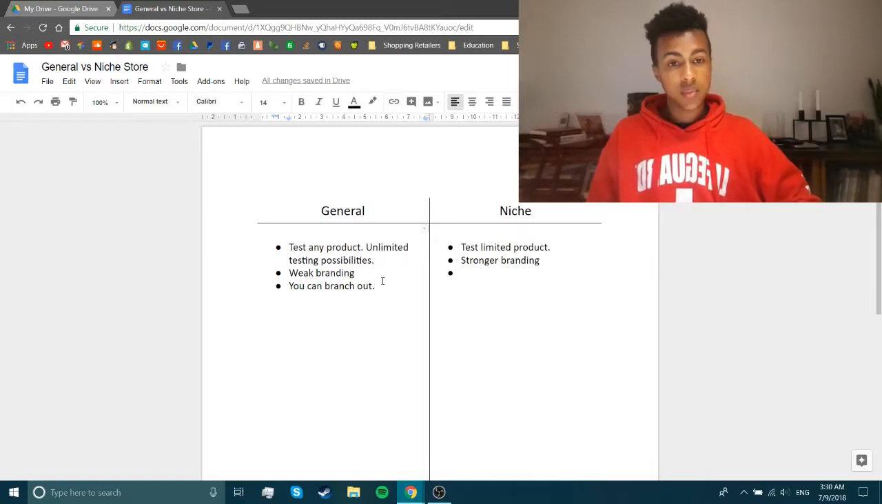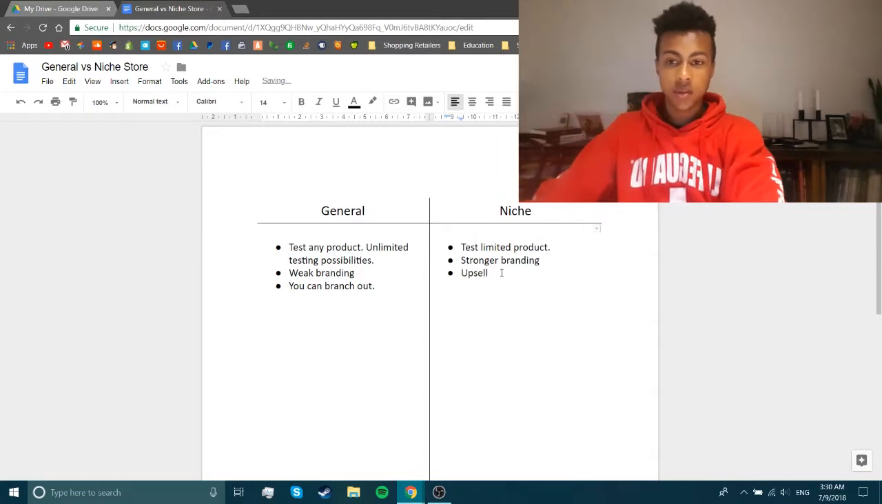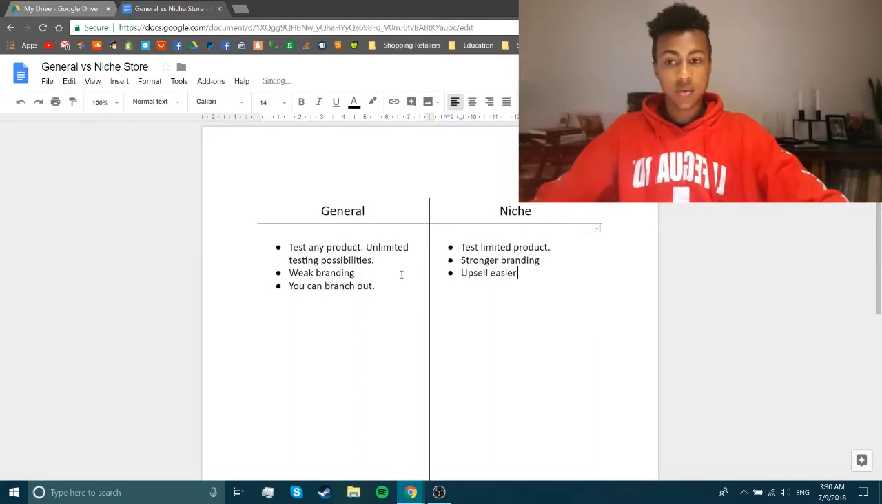And you can also charge more because you can build a stronger brand. And you can upsell them. Oh yeah, let me just write that down. You can upsell easier than you can with a general store.